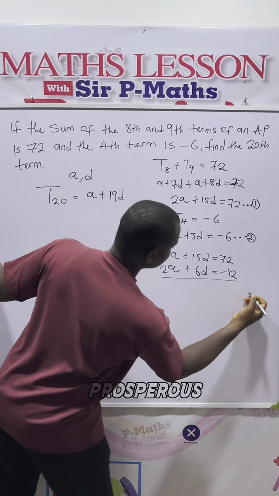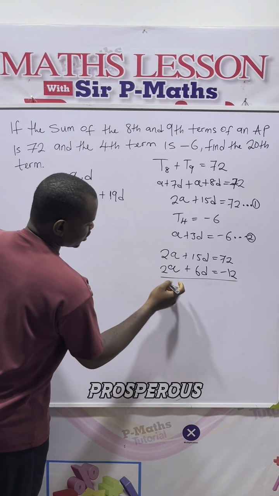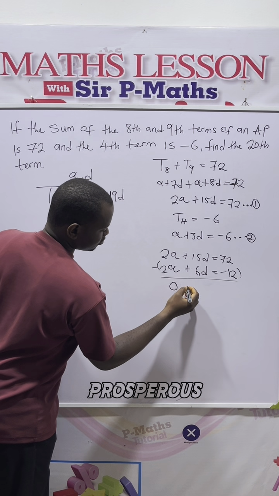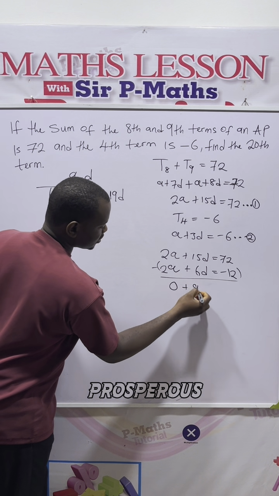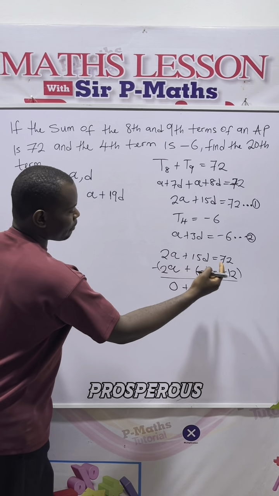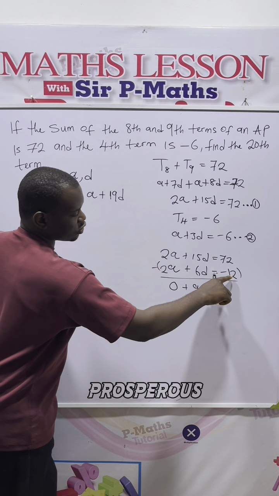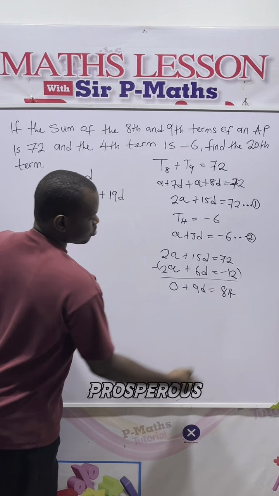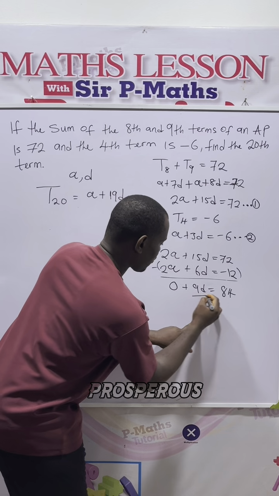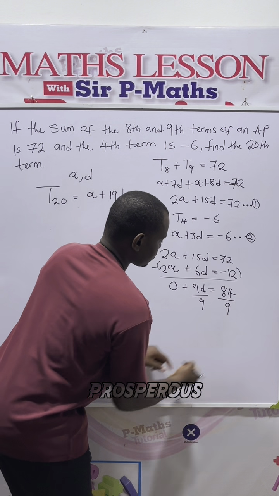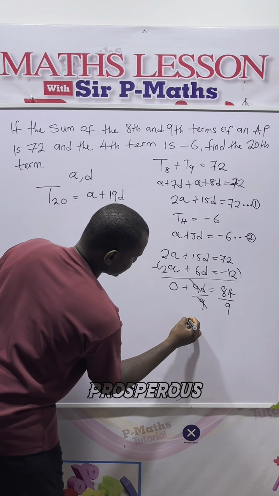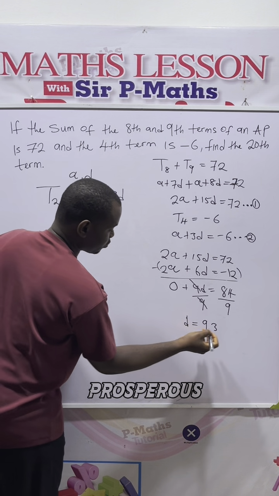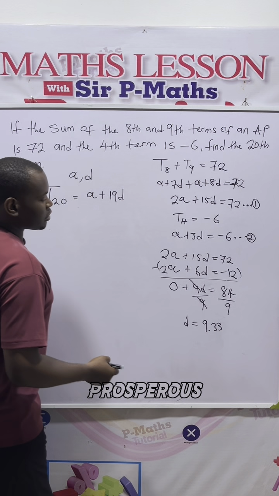So let's subtract using the elimination method. 2A minus 2A is 0. 15D minus 6D gives us 9D. And then 72 minus 12 will give us 84. Next, we divide 84 by 9. Now we'll cancel out 9. D, the common difference, becomes 9.33. I'll be using 2 decimal places, 9.33.